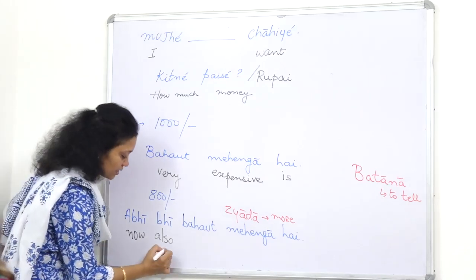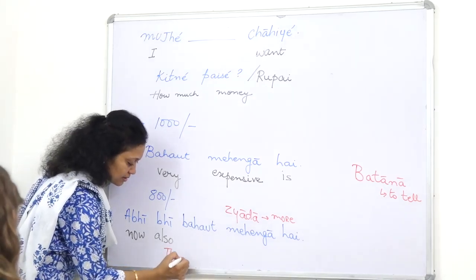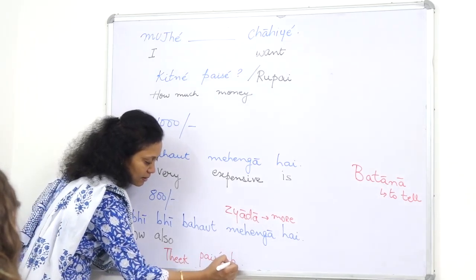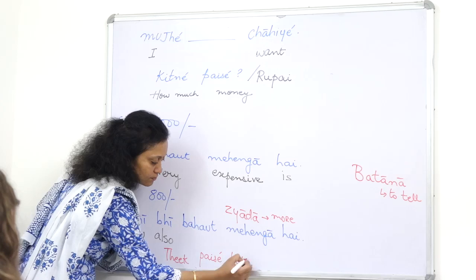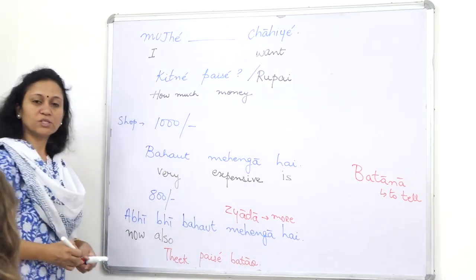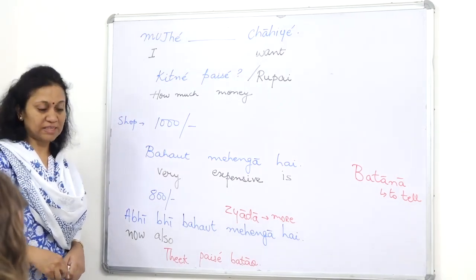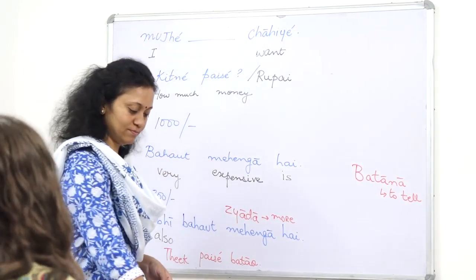So then you would say ठीक पैसे बताओ, which is like please tell the right price. Is that an O, बताओ? That's right, बताओ. That's a type of verb I haven't seen.